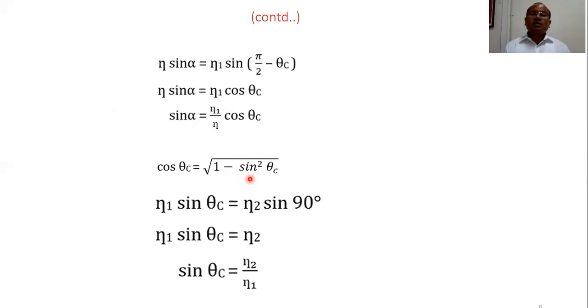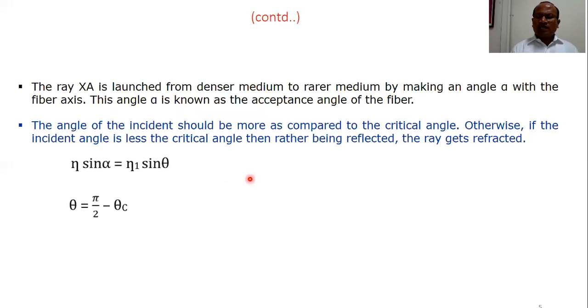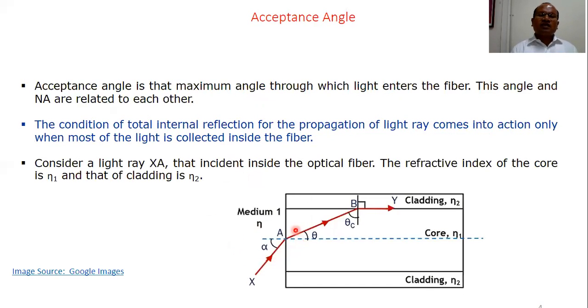Now the same expression, which expression? The Snell's law, which we have written here for this interface, that is n sine alpha is equal to n1 sine theta, can also be written at point B. How? n1 sine theta c is equal to n2 sine of what? Certain angle. But if the angle is theta c, what is the angle in the cladding area? In the cladding area, the angle is 90 degrees. So what can we write as an expression using Snell's law?